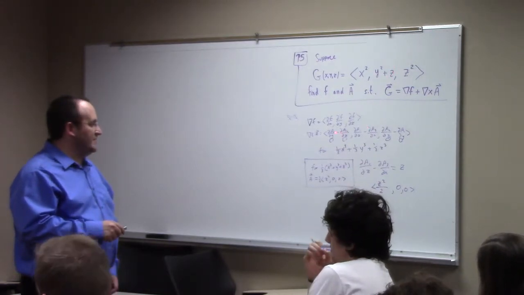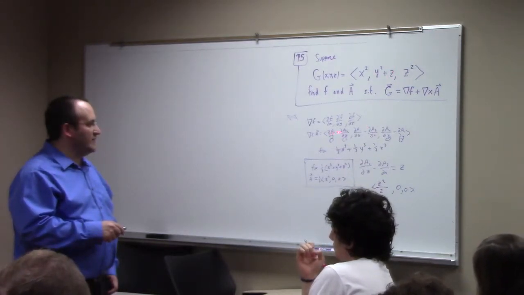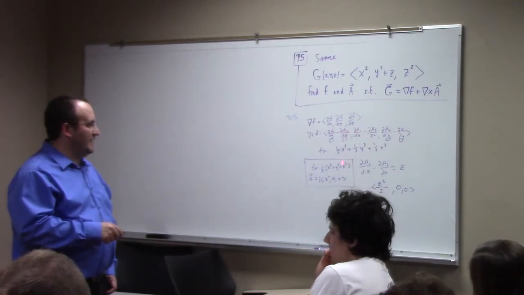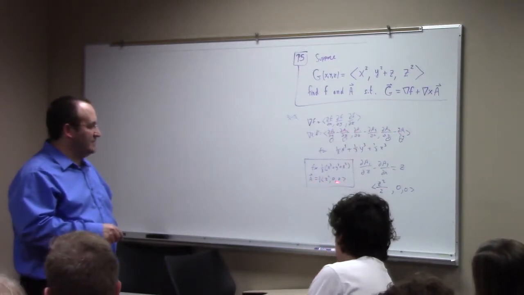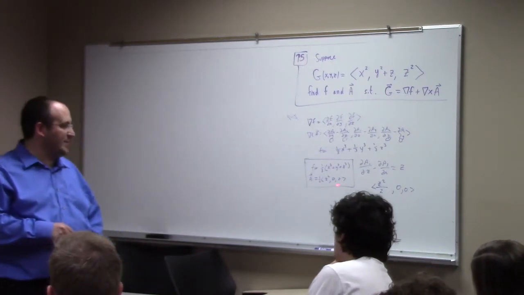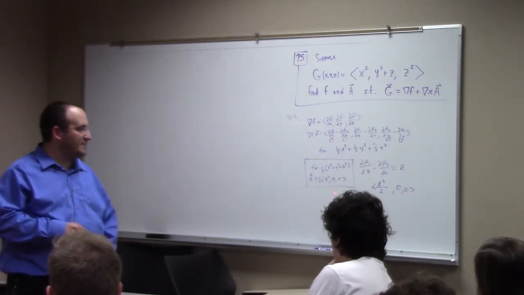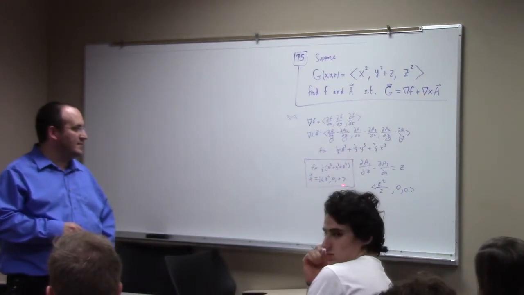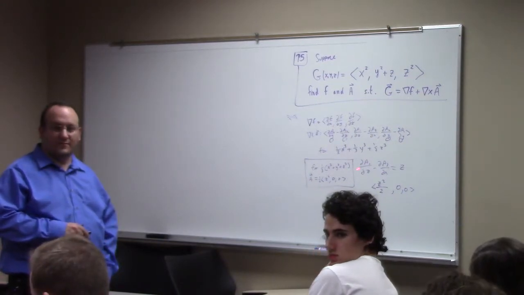And then, so let's see, what did they do? They wrote down the generic formula for the curl, and then they came up with this vector field. How did they do that? So John, how'd you guys come up with this A, 1/2 z squared, 0, 0? How'd you get this?